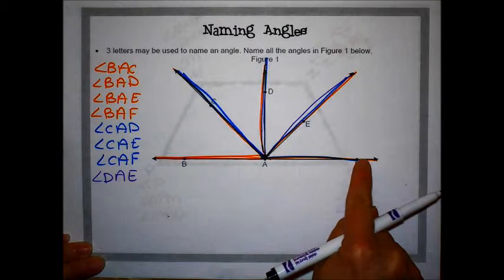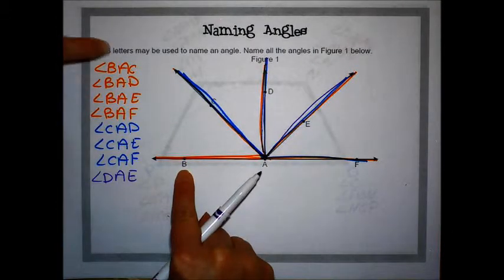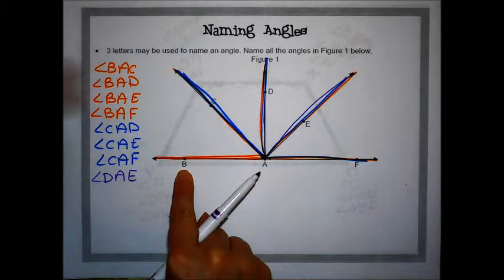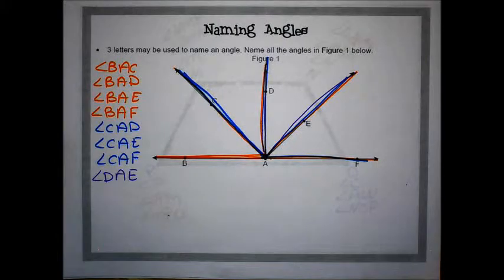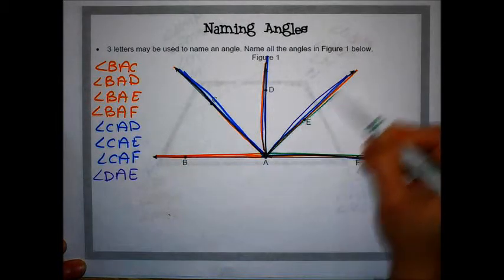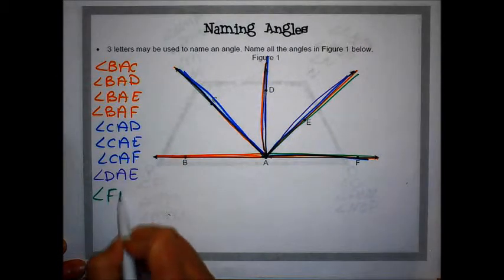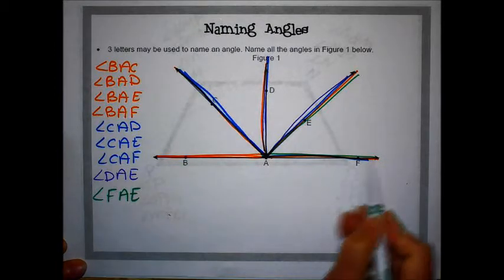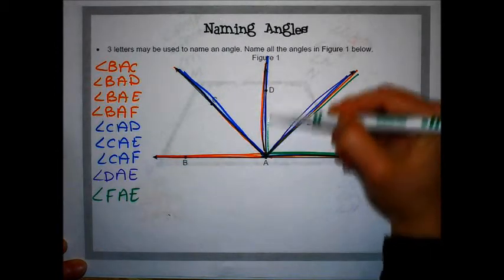We already have FAB. We already wrote that here, but that's okay if it's backwards. So if you see any more that I left out, hit pause and write them down. Okay, there were 2 that I left out. Did you find them? They were angle FAE and angle FAD.